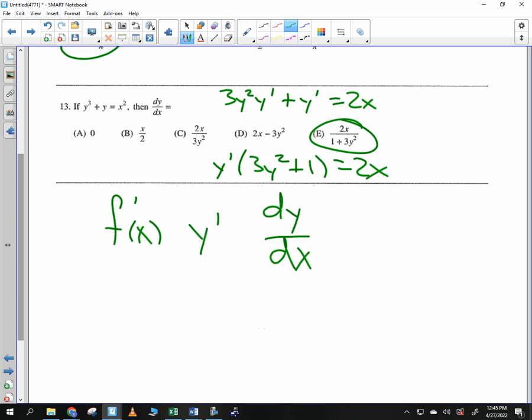Folks, when it comes to the AP exam, all three of these are the same. Okay, f prime of x, y prime, dy over dx, they mean the same thing. Why do they write dy over dx? Because this is not a function. You can't use function notation. So they could say find y prime, they use dy over dx. That means in this situation you use implicit differentiation, where you attach the y primes every time.